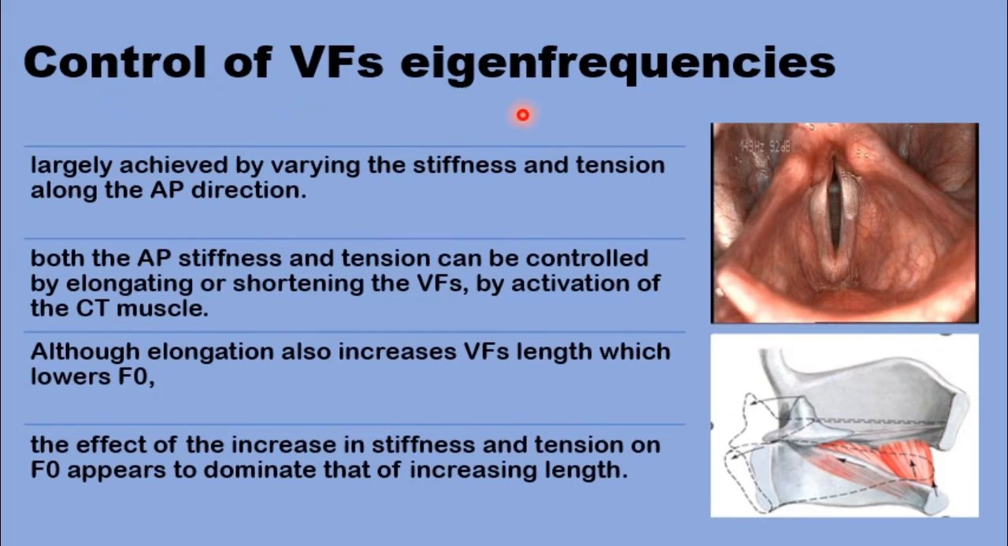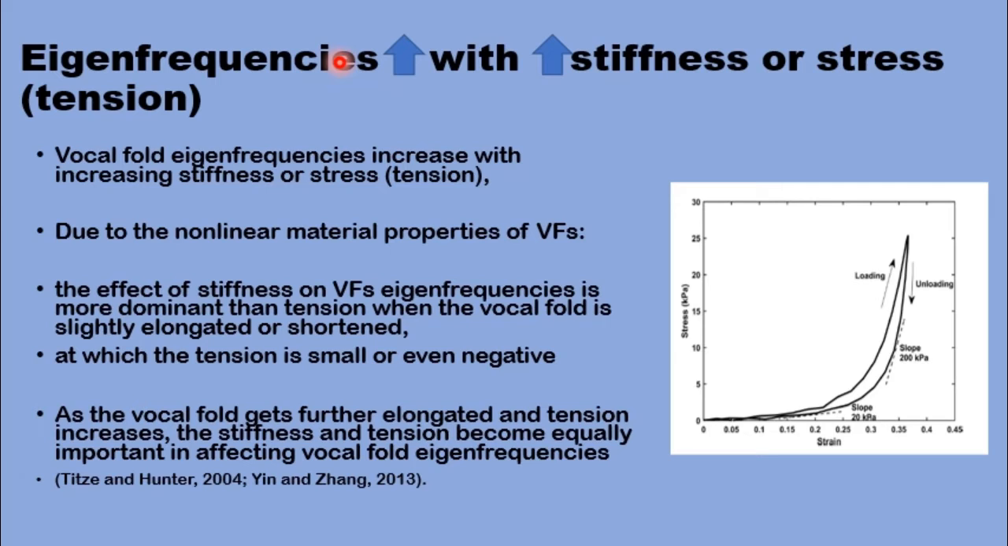Adjustment of the vocal folds' eigenfrequencies is largely achieved by changing the stiffness and the tension applied on the vocal folds in the antero-posterior direction. This is primarily controlled by activation of the cricothyroid muscle. The frequency of the vocal folds increases with the increase of either the stiffness of the vocal fold or the stress, the tension applied on the vocal folds during phonation.